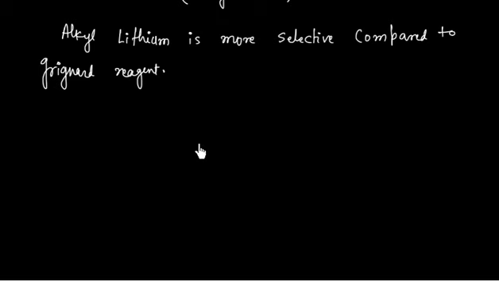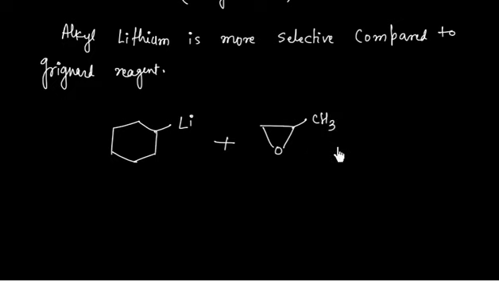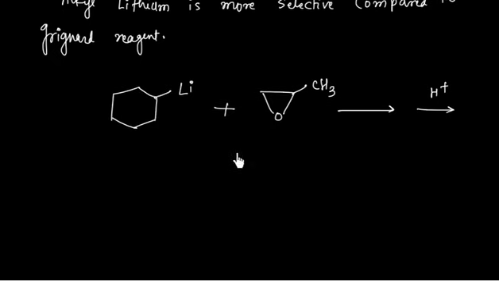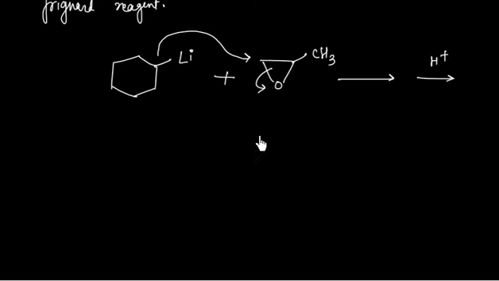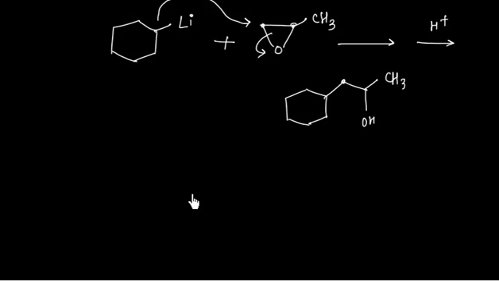Let us say we have a few problems. If I have this compound and it reacts with this epoxide, and finally acidification, what will be the final product? So you see in this case, this will attack on this side, this will open. So finally we will have this carbon containing OH and CH3. So attack will happen on the less hindered side.